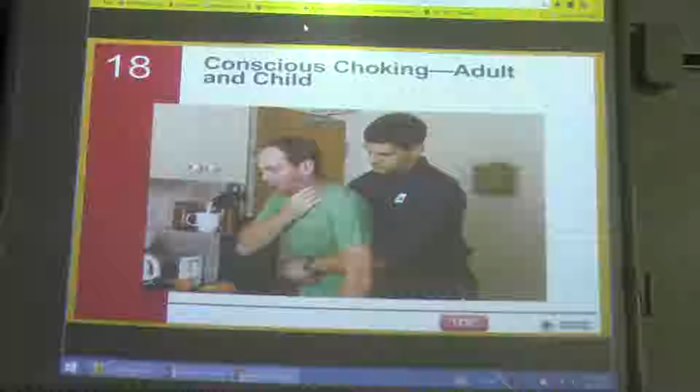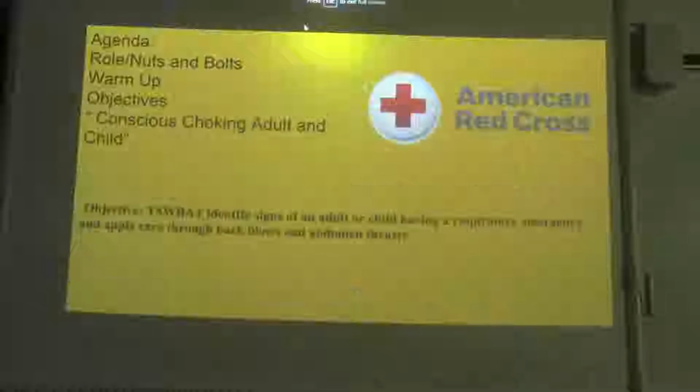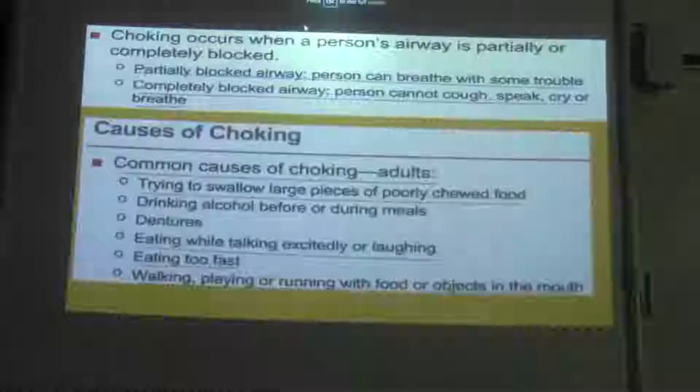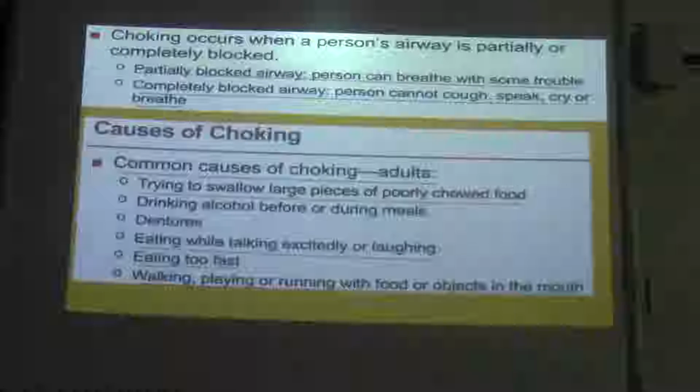All right, so conscious choking adult and child. Our objective today: identify an individual with a respiratory emergency, whether it's partial obstruction or full obstruction from choking, and provide care through back blows and abdominal thrusts. Choking occurs, and we are on page 60 in your packet, when a person's airway is partially or completely blocked. The definition of the two is pretty simple, pretty straightforward.